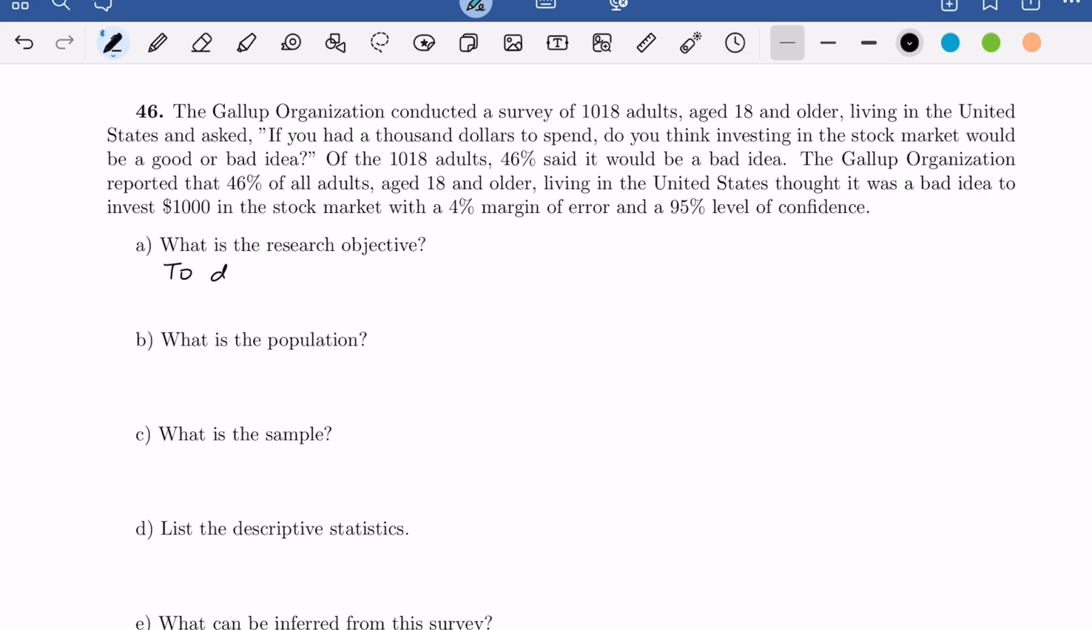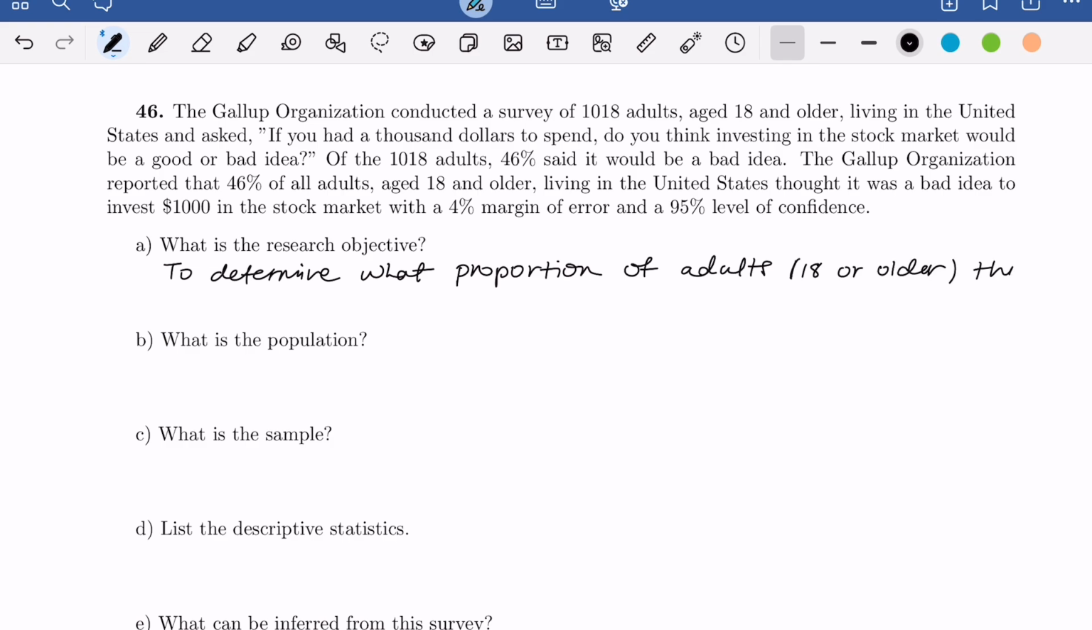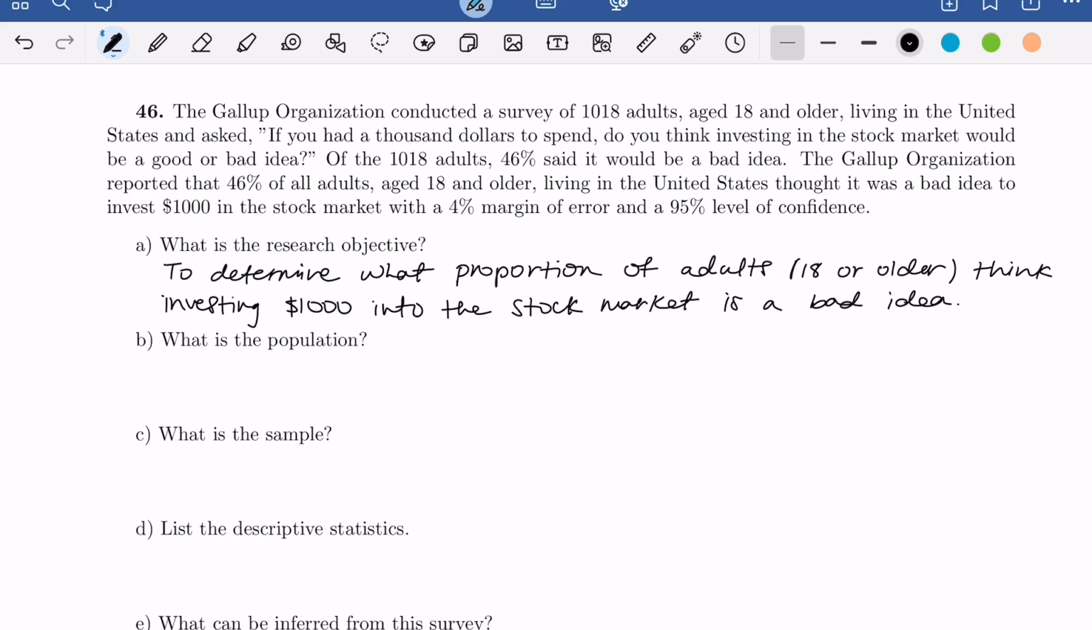So we'll write that out here: to determine what proportion of adults, and the adults are 18 or older, think investing $1,000 into the stock market is a bad idea. They're trying to figure out this value here.